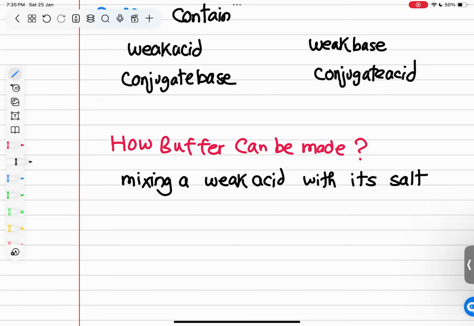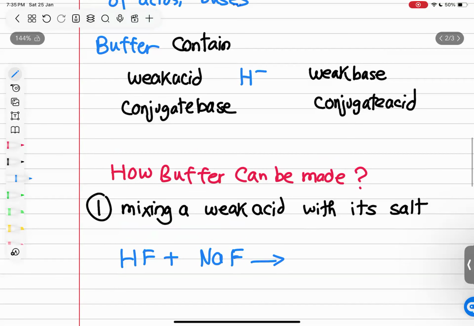So let's see the first type. How can I mix a weak acid with its salt? If you mix a weak acid like HF with its salt, that's NaF, it's going to form the weak acid that we wanted, which is the HF, and its conjugate base. When the HF loses a proton, it forms F-. So it reacts with water to form F-.